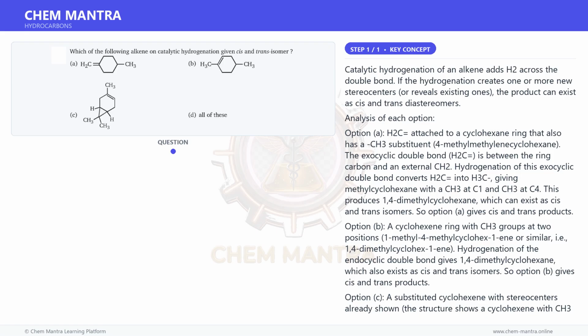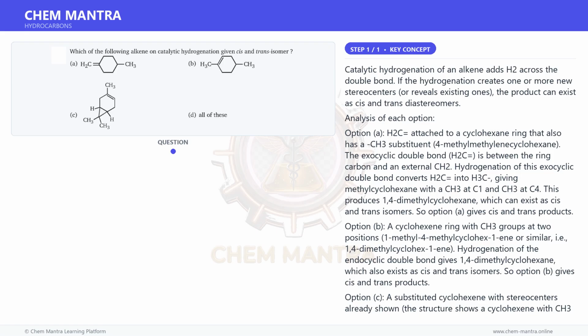Option C. A substituted cyclohexene with stereocenters already shown. The structure shows a cyclohexene with CH3 on the double bond and existing stereocenters at ring carbons with specific CH3 configurations. Hydrogenation of this alkene introduces a new stereocenter at the formerly sp2 carbon, and combined with the existing stereocenters, both facial additions are possible, giving diastereomeric, cis and trans, products. So option C also gives cis and trans products.